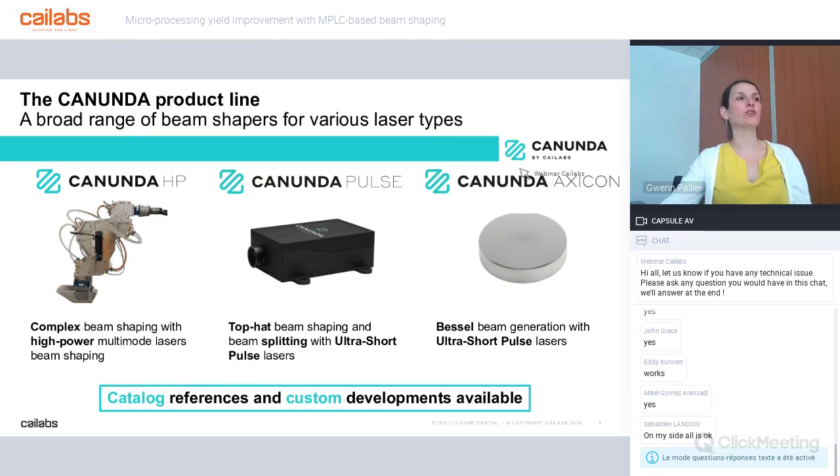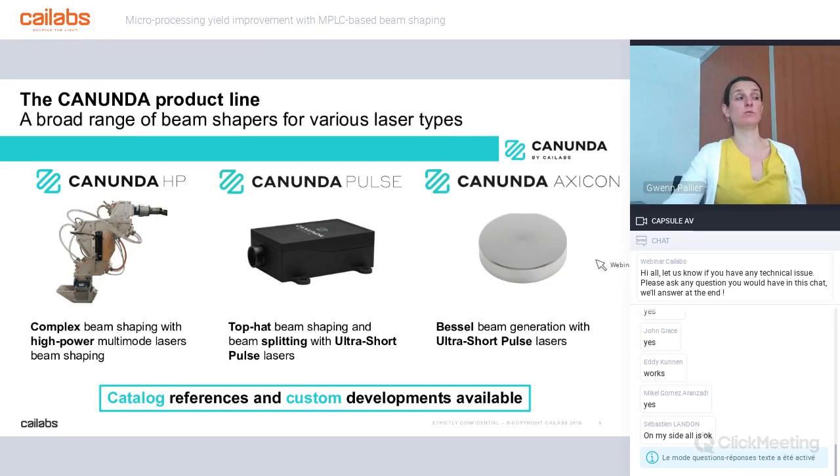So we have three different product lines in Cailabs. The first one is Cailabs HP. It's for high power multimode lasers. It enables complex shapes, for example for laser beam welding, laser cutting, or additive manufacturing. And in this kind of application, you need very original shapes, sometimes non-symmetric shapes.